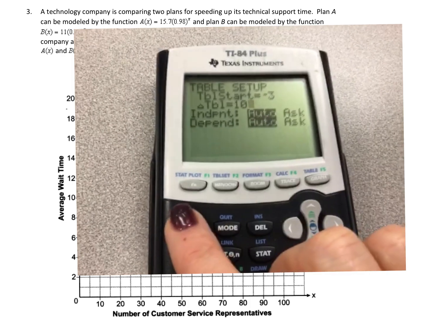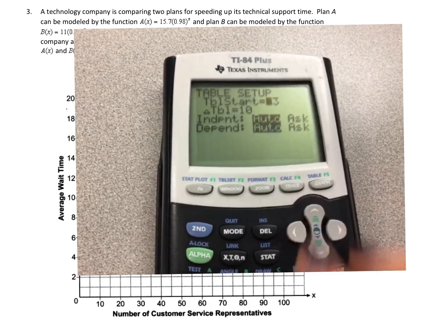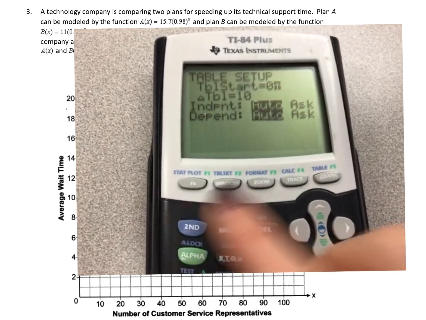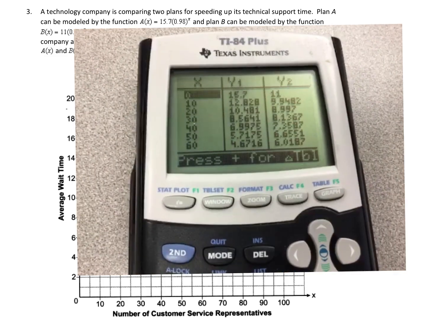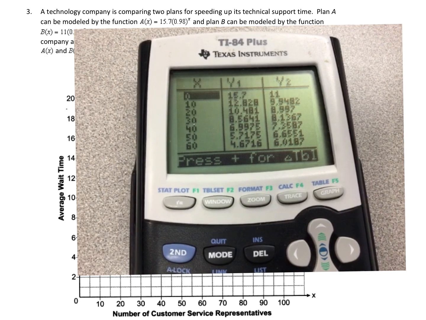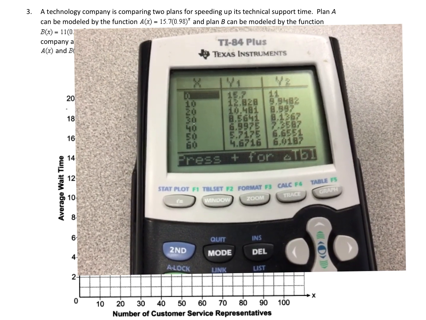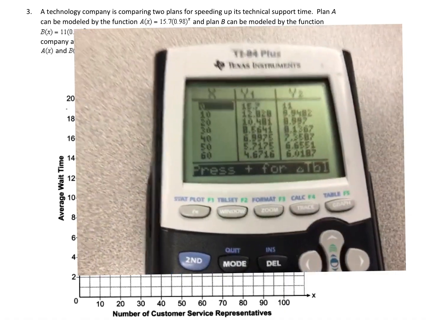So now if we go to our table of values, let me start this at 0 though. So now if we go to our table of values, look at that, they're jumping by 10s, not by 20. So it's not going to be as far to scroll. Okay, so take a minute, hit pause, and plot all these points.